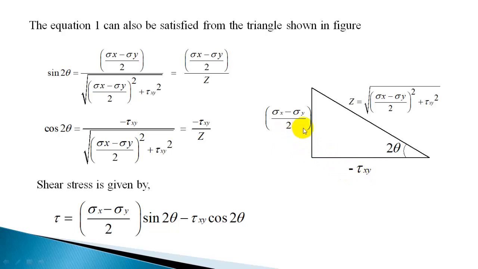So from this triangle you can find out sin 2 theta and cos 2 theta. The hypotenuse will remain the same. Sin 2 theta is (sigma x minus sigma y) by 2 divided by z, and cos 2 theta is minus tau xy divided by z. So earlier you had minus here and plus here; now this is plus and minus. Sin 2 theta is plus, cos 2 theta is minus. Now let us substitute this in the shear stress equation: (sigma x minus sigma y) by 2 into sin 2 theta minus tau xy cos 2 theta. We will substitute sin 2 theta with this value and cos 2 theta as minus tau xy by z.